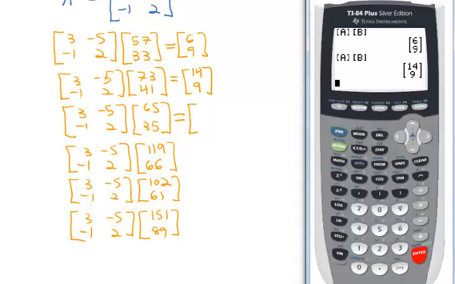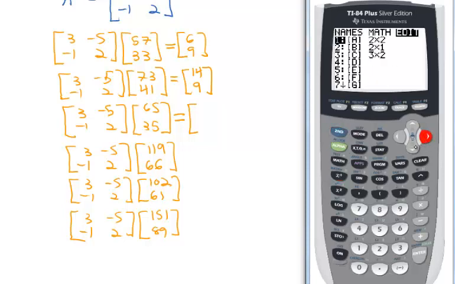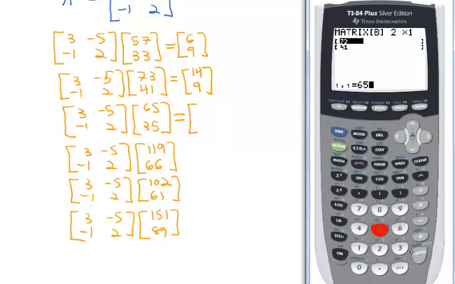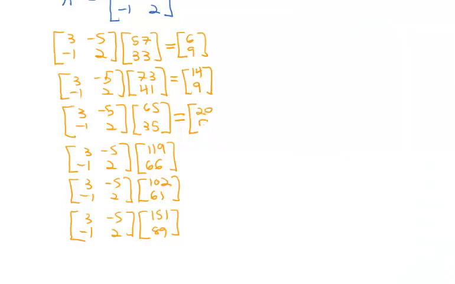Now for the next one. Second matrix, edit the 2 by 1. This time it's 65, 35, and quit and hit enter again, 20, 5. Halfway done.